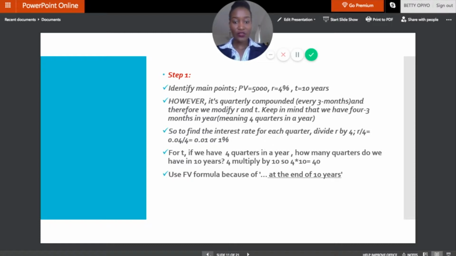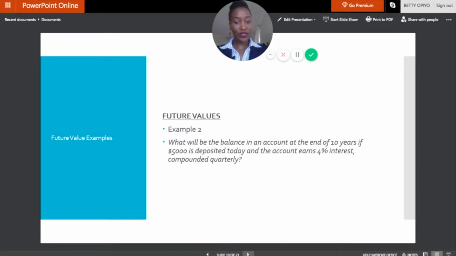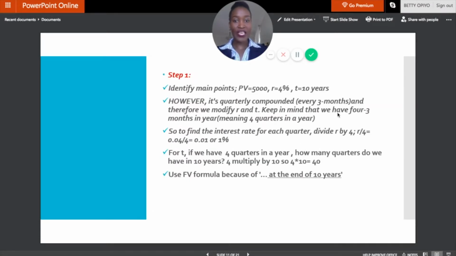So in this question, it says that it's compounded quarterly. That means that the payments are made every 3 months, because 1 year is 12 months and a quarter is 3 months. So I hope you're getting the difference. That means that we have 4 quarters in a year.